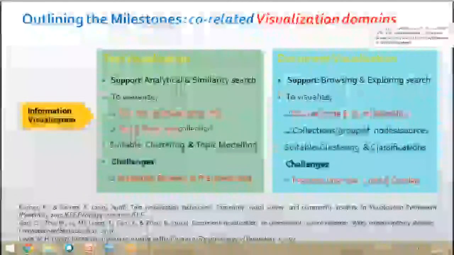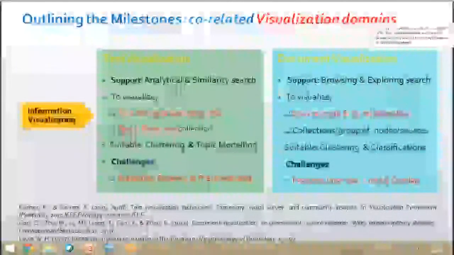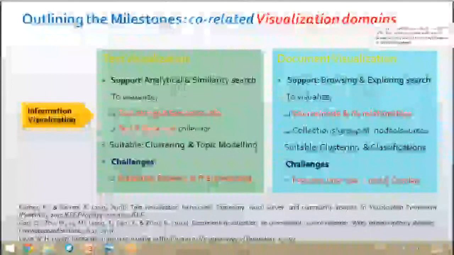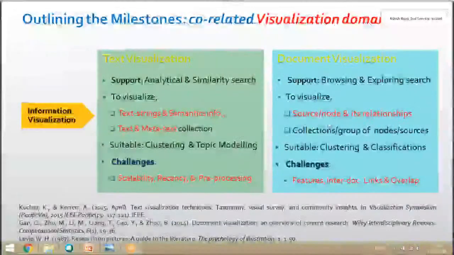The challenge which we face during document visualization is the feature. You need to understand what the various features within a document are and how each feature will be used for visualization, and this includes inter-document links, inter-document dependency, and overlap between two similar documents, right? These things are a little tricky whenever we plan document visualization.